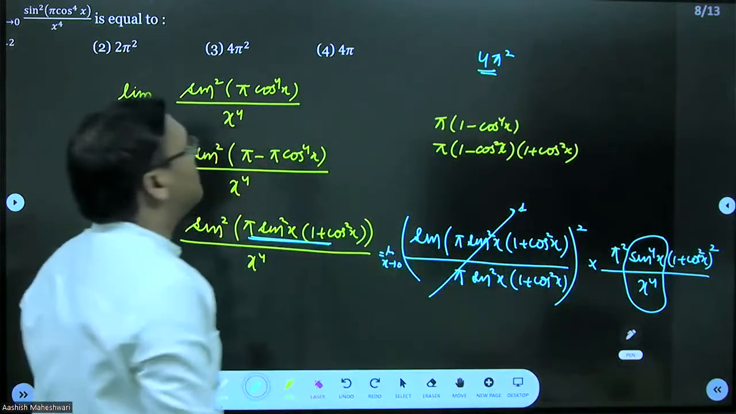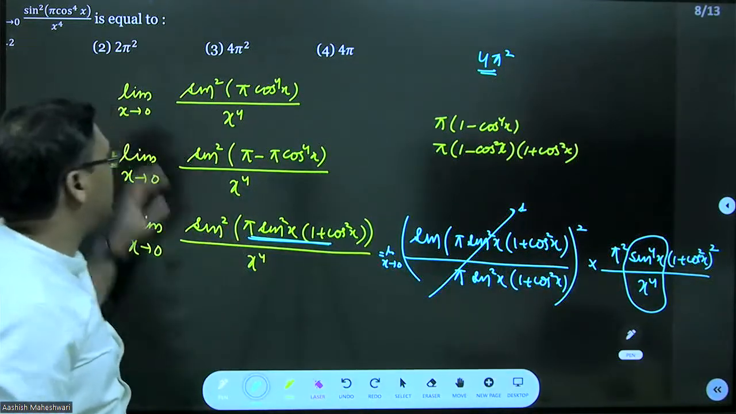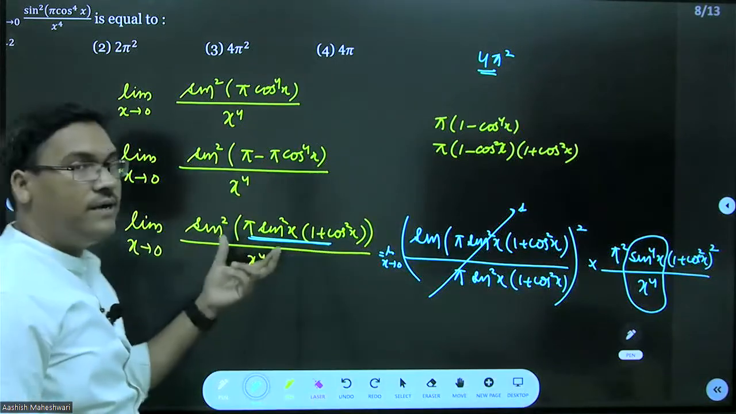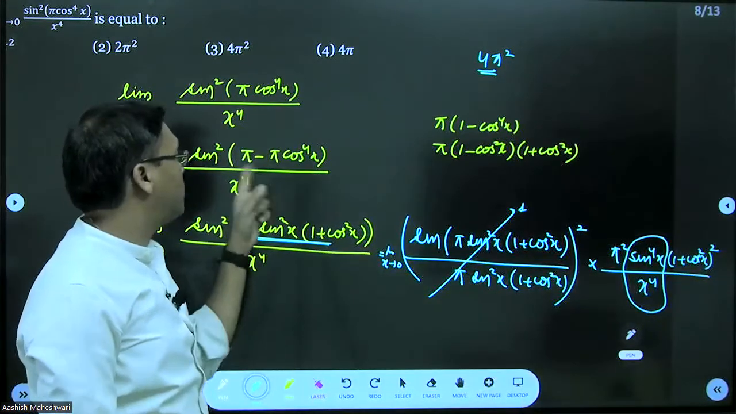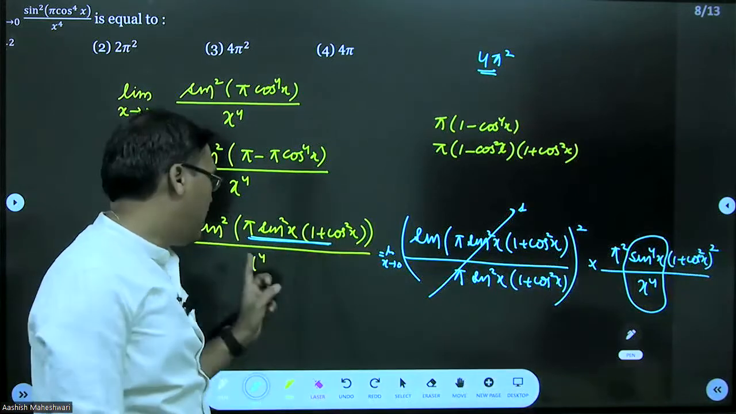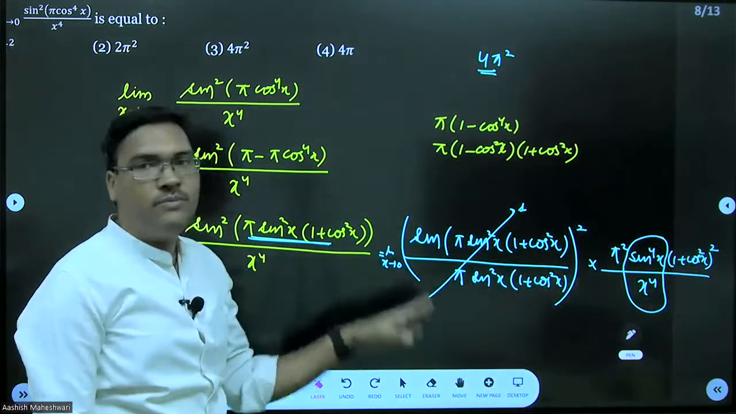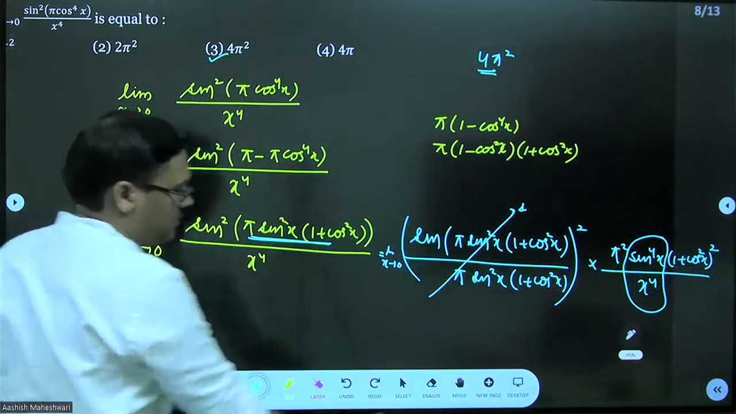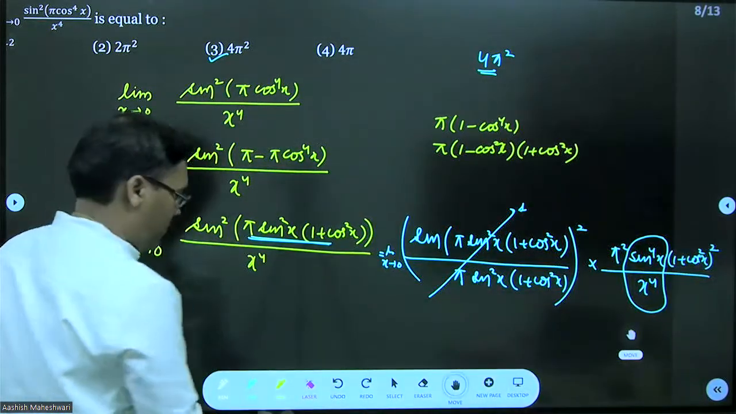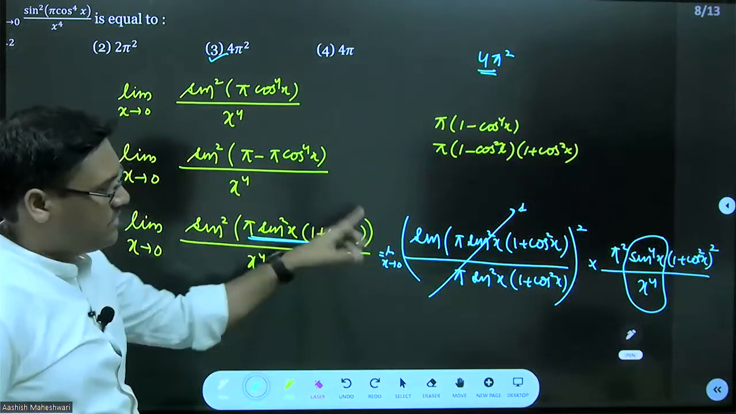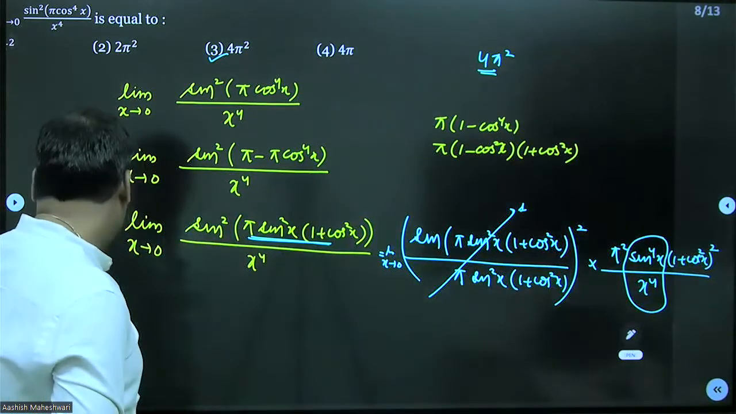So what is the final answer? This is 4 pi square. You can check this again. What did we do? This limit I have converted to an angle such that the value is 0, the angle is 0. We made the angle 0 and accordingly we got the limit that is 4 pi square. That is option 3 is the answer for this question. I hope this is clear. You can just check this again. Pause once and see how we did the calculation, okay? So I hope this is clear.